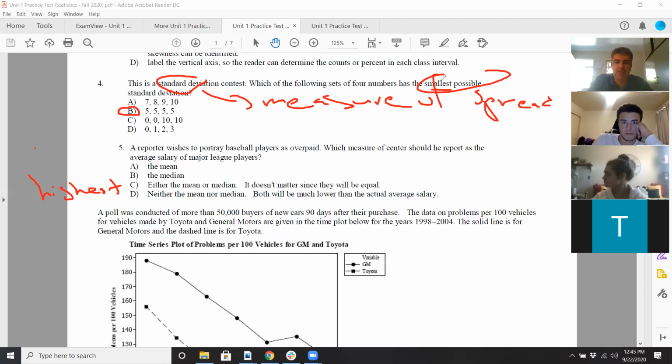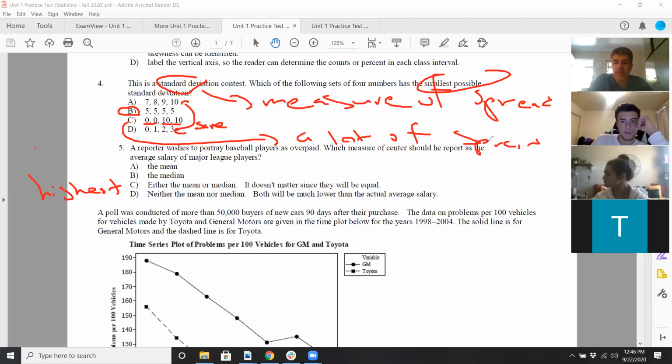The reason I say C is because those two numbers are really spread out. You have two numbers that are zeros, you have two numbers that are tens. You have that big gap in the middle. That's very spread out. A and D are probably about the same. But C has a lot of spread. When your data is really spread out, that's a high standard deviation.